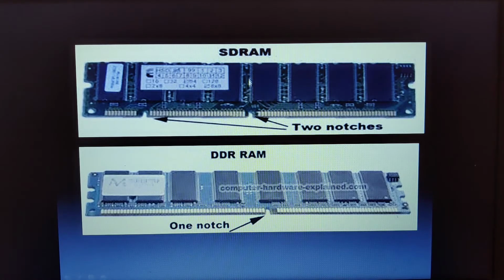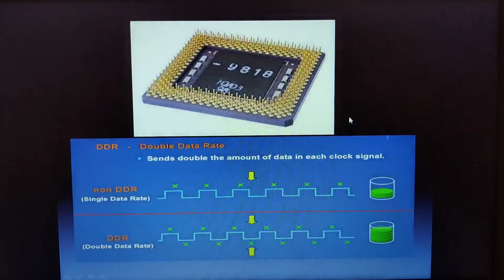This is how you can identify SDRAM: it has 2 notches at the bottom. If you have one notch like this, then it is double data rate random access memory. SDRAM is faster compared to the dual inline memory module, but double data rate random access memory is the fastest for data transfer between the memory and the CPU. Let me help you understand. I have got one image here.